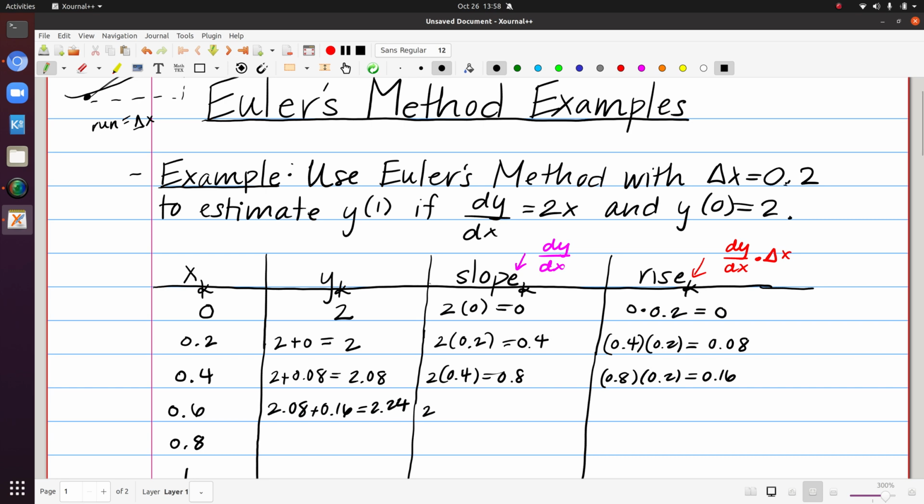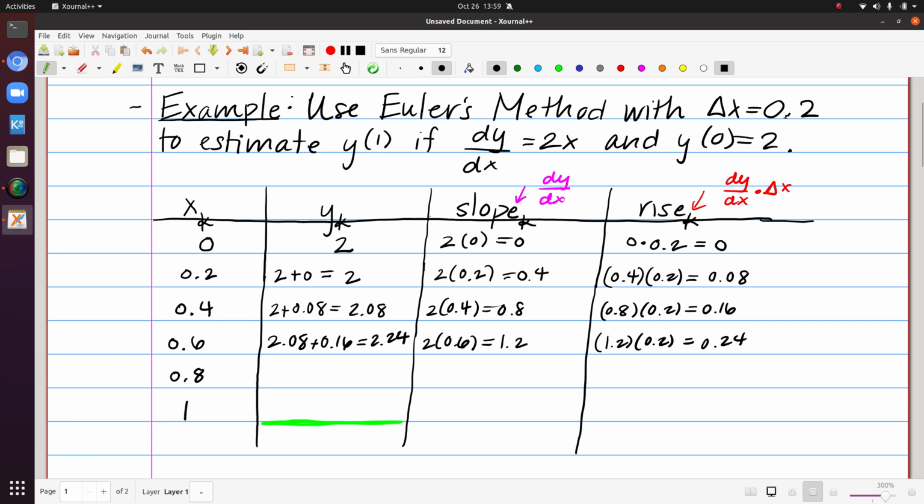Here, x is equal to 0.6. So dy/dx is 2 times 0.6, or 1.2. And finally, I take 1.2 times delta x to get the rise, and that gives me 0.24. So my new y value would be 2.24 plus 0.24, which is 2.48.